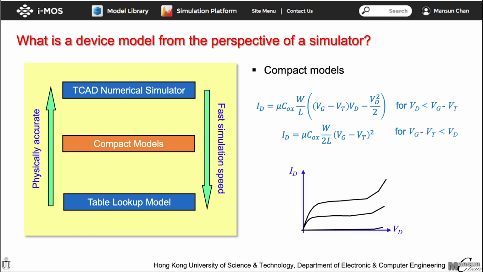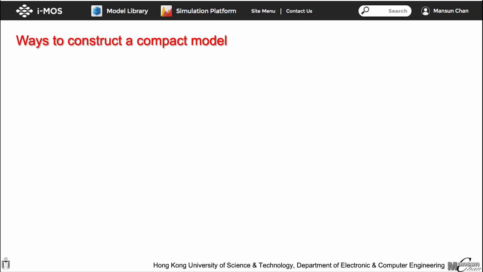Depending on the complexity of these equations and the number of parameters involved, compact models cover a wide range of approaches that represent the trade-off between physical accuracy and simulation speed, sitting between TCAD models and table lookup models. This is also the type of models that most researchers are focusing on. From now on, we will focus on the development of compact models.